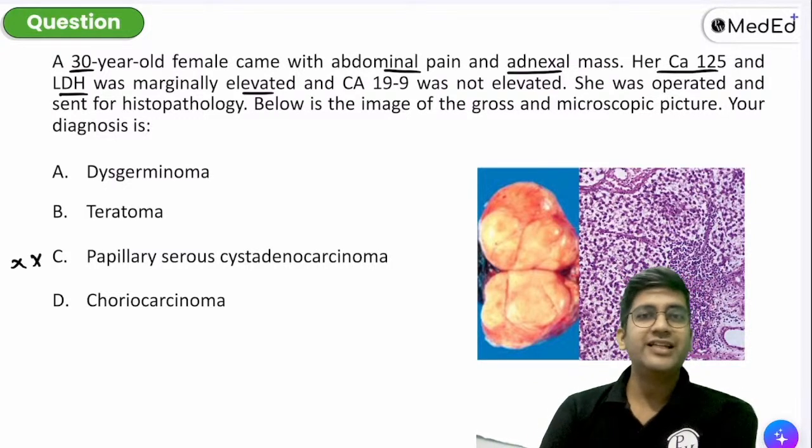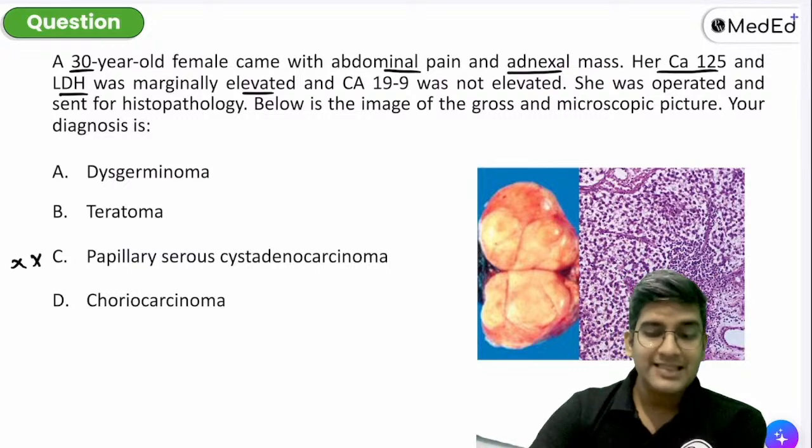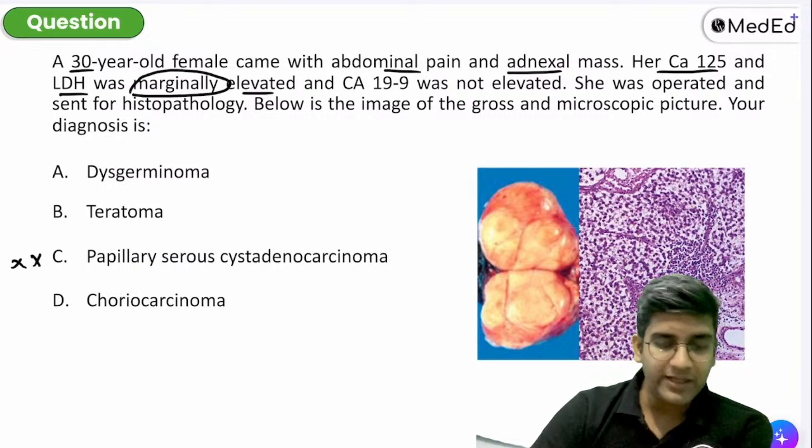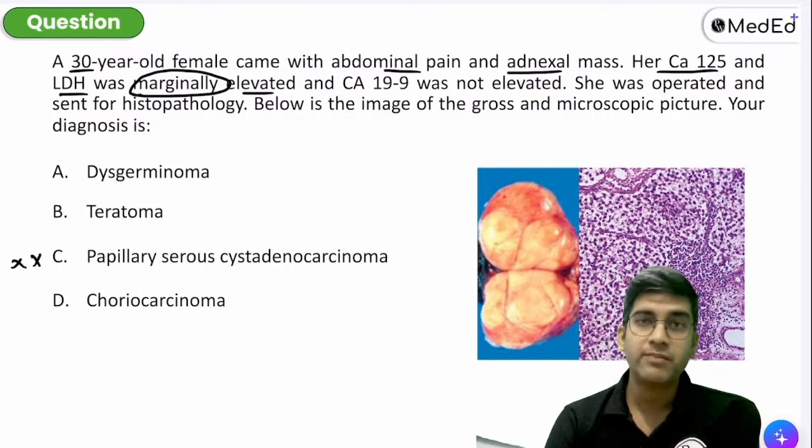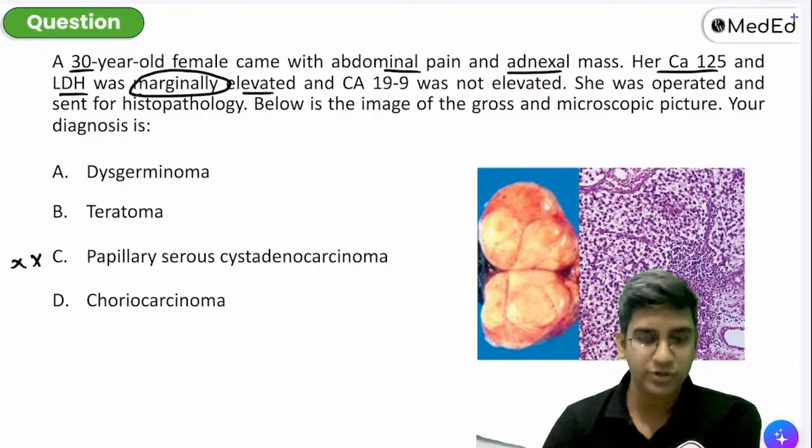It's a cancer which is seen in a slightly elderly age group, and CA125 will not be marginally elevated, it will be very, very highly elevated in a papillary serous adenocarcinoma. So I can remove that.